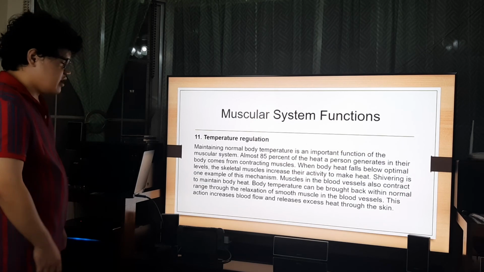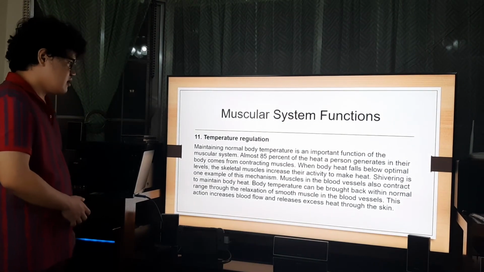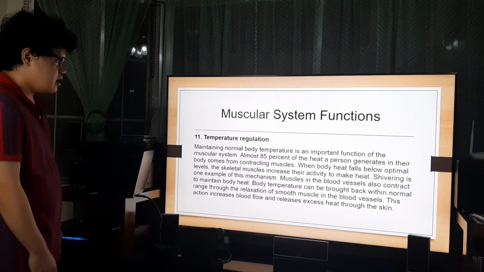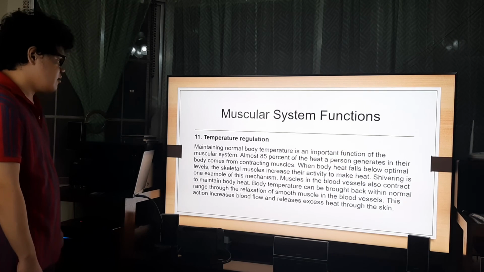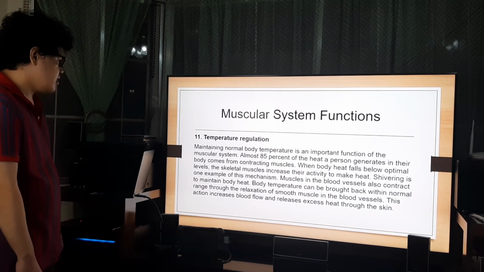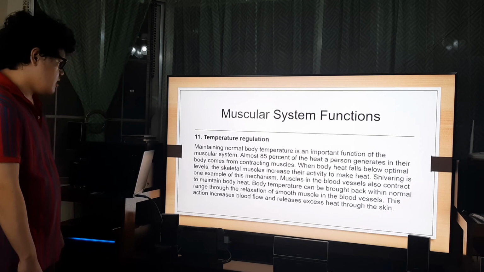And last one, temperature regulation. Maintaining normal body temperature is an important function of the muscular system. Almost 85% of the heat a person generates in their body comes from contracting muscles. When body heat falls below optimal levels, the skeletal muscles increase their activity to make heat. Shivering is one example of this mechanism.